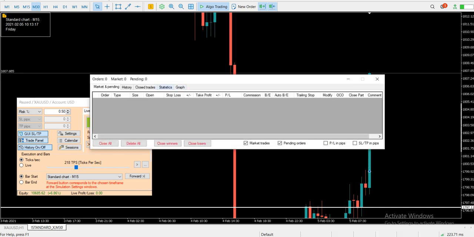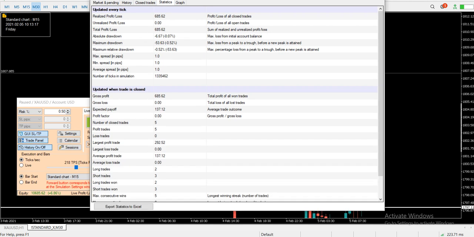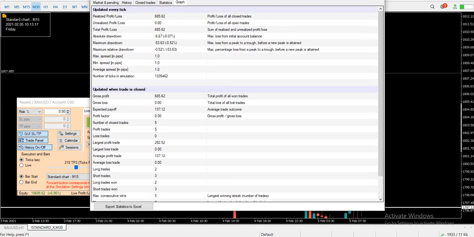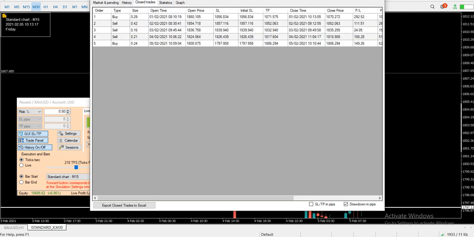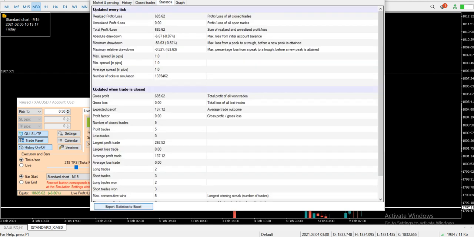Trading panel, statistics, and number of closed trades 5, profit trades 5. I didn't lose even a single trade, and the average profit trade was this. You can see all these stats over here in this MT5 simulator, and the graph was like this. Closed trades, history. Okay, we can even download this history. We can download these statistics also to an Excel sheet.